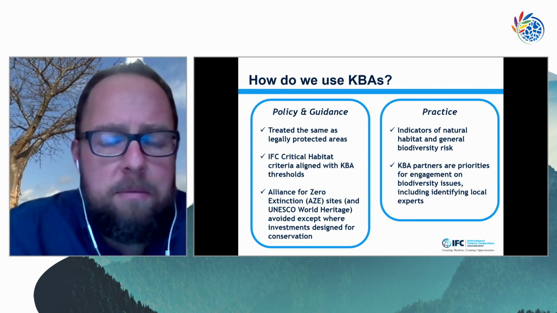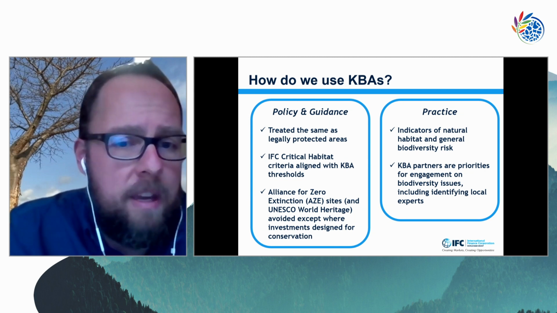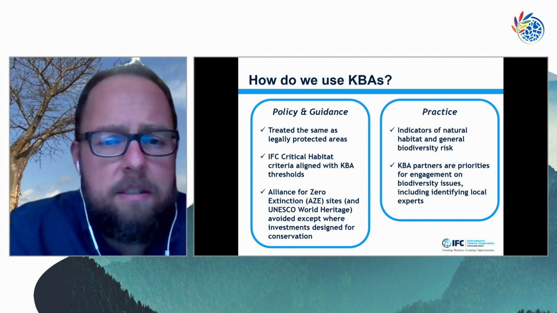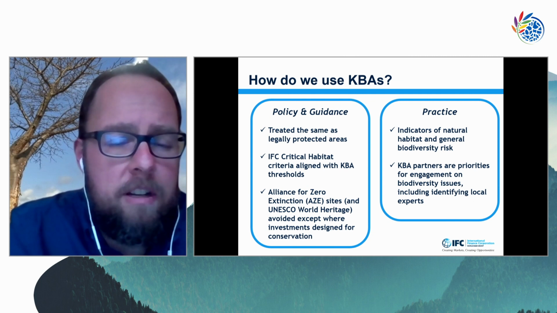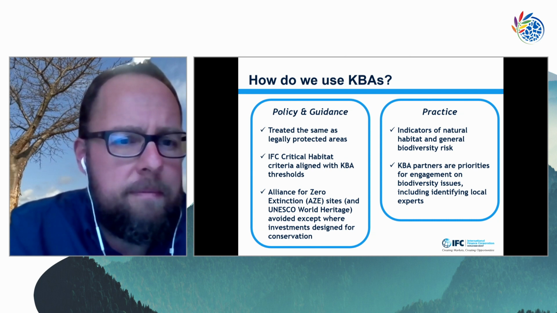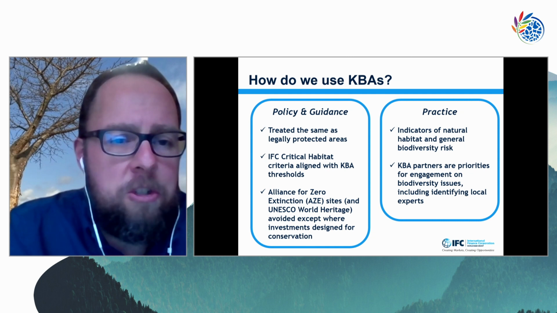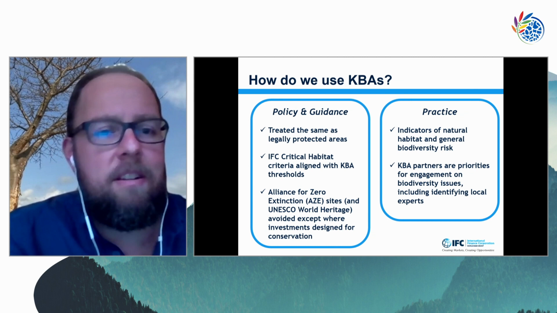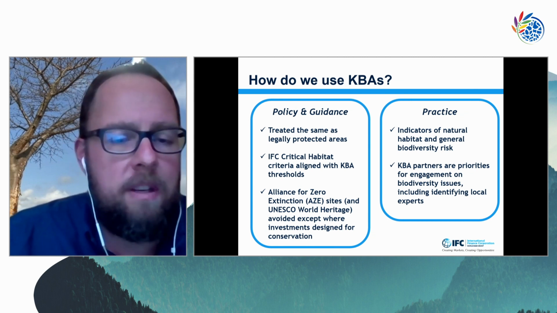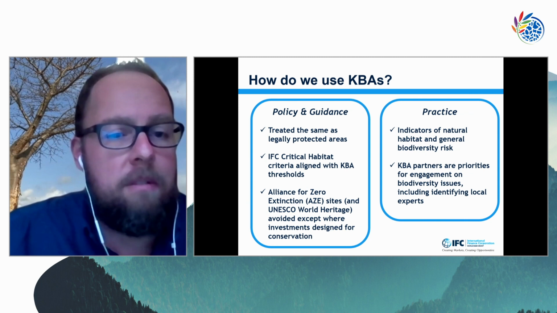And then finally, one subset of KBAs, the Alliance for Zero Extinction sites, the AZE sites, have now been flagged within our guidance as areas particularly to be avoided for investment, except where you can demonstrate those investments are designed for conservation. We treat UNESCO World Heritage Sites in the same way. So KBAs are not just giving us, in their own right, important places, also informing our definition, but now, as far as we can get towards a no-go statement, they're informing that too.